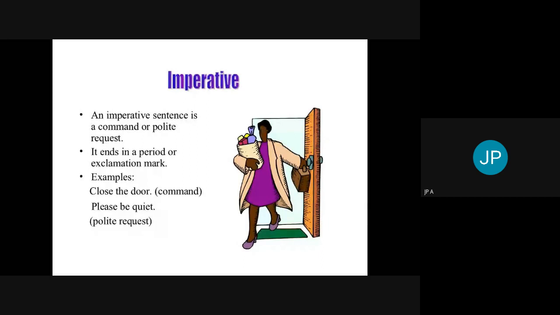So whether it is a request or a command, the subject is understood that it will always be you.